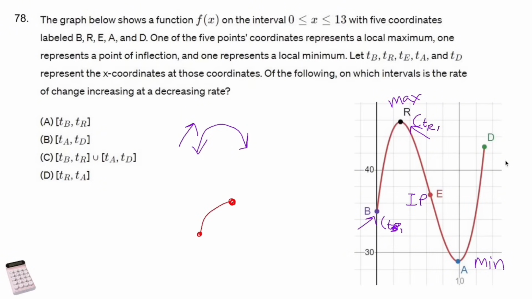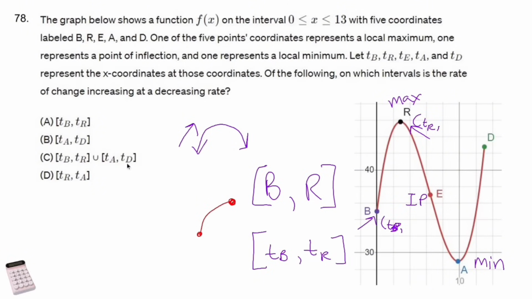Now, this guy is concave up, so you are decreasing at an increasing rate, and you are increasing at an increasing rate. So this is what I want. I went between B and R, but they're not going to just say, hey, select B and R. That's not how they want us to do it. They want us to say, all right, the x value for B is T sub B, and the x value for R is T sub R, so we're going to select A and only A.